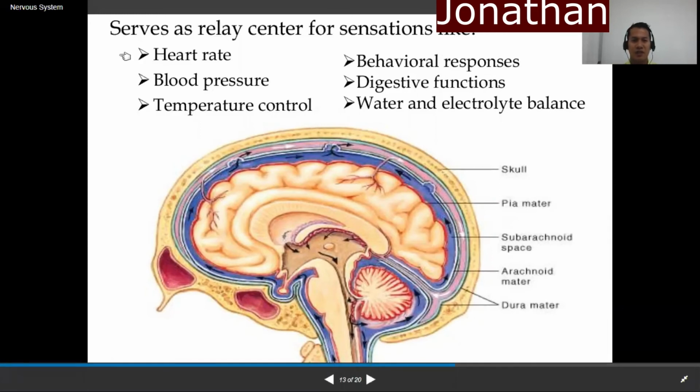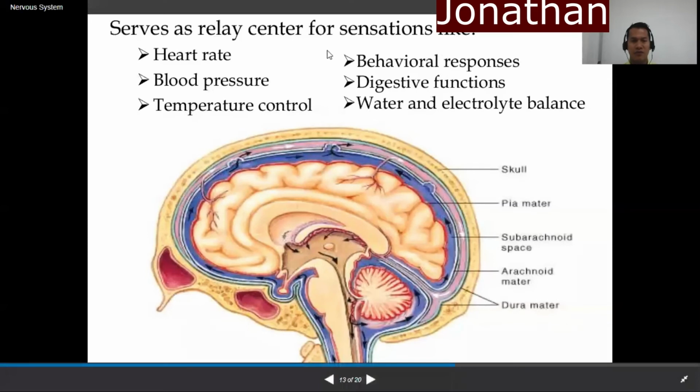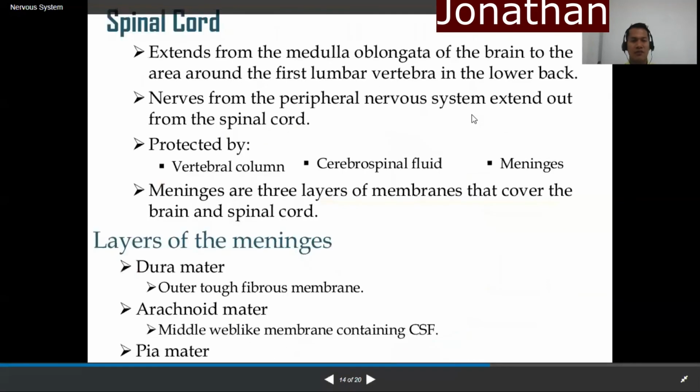If you remember our discussion in the cardiovascular system, they are involuntary. It's because the brain is pre-programmed for that. Heart rate, blood pressure, temperature control, behavioral responses, digestive function. So if you remember peristalsis, and all the digestive functioning of the body, it's because they are all pre-programmed in our cerebrum, right? As well as the water and electrolyte balance. They're all brain functions.